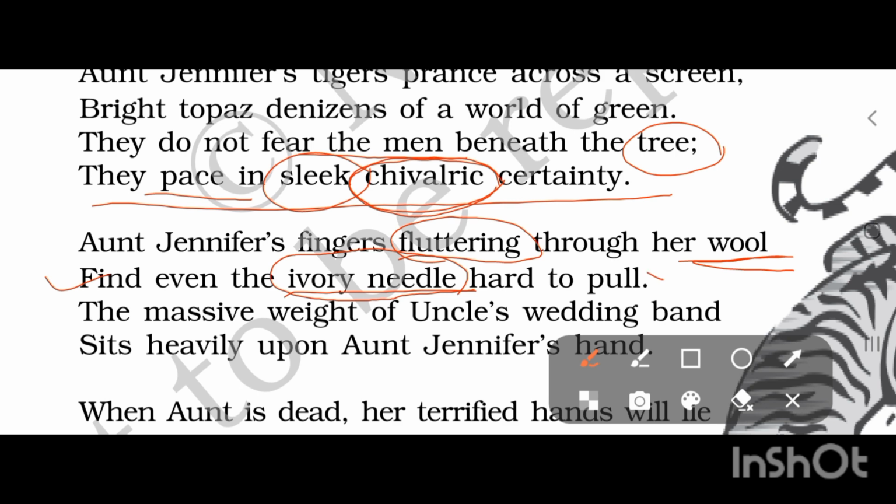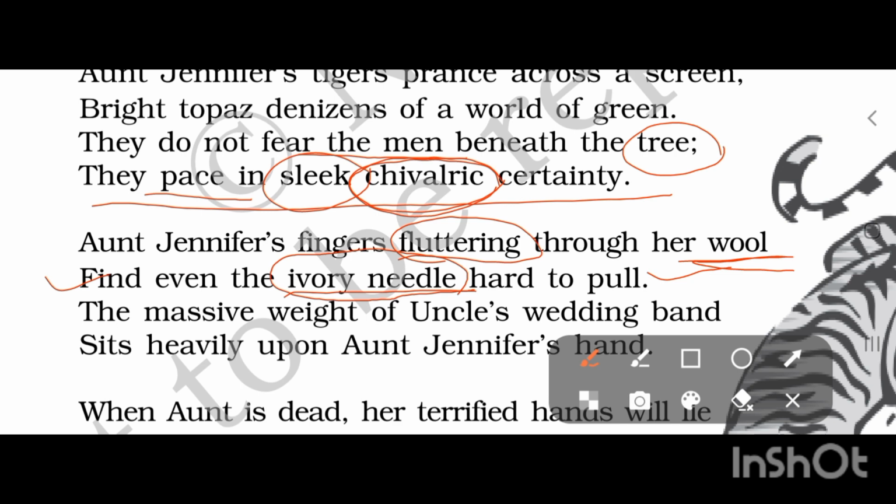Again, this line shows what? Her failure in marriage, simply in her married life. So yes, a light ivory needle, not able to pull. Now next line, again the important one.